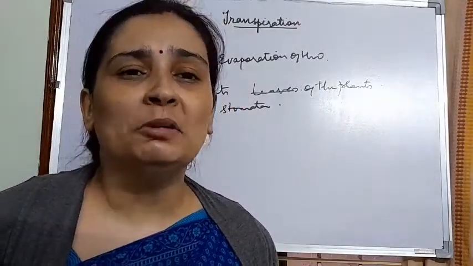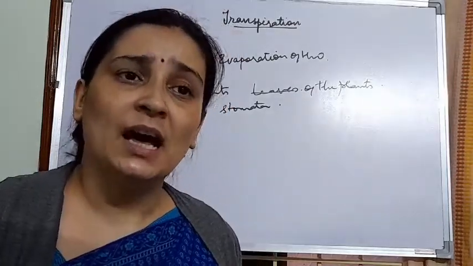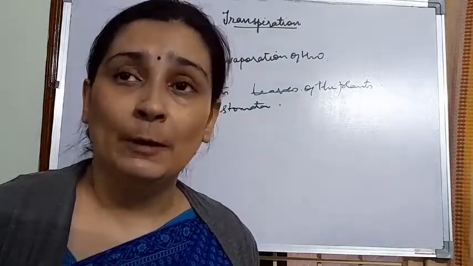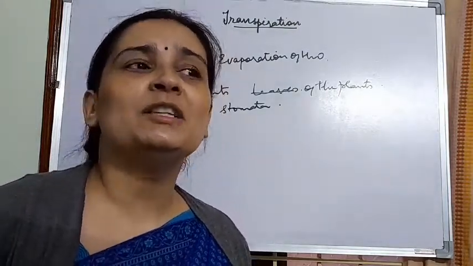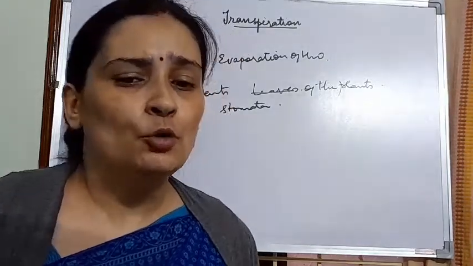So on this, 2-3 questions are made. Transpiration is inevitable, transpiration is unavoidable, transpiration is a necessary evil. Also, transpiration is the price paid for photosynthesis. So these are 3-4 questions which you might find in the book.